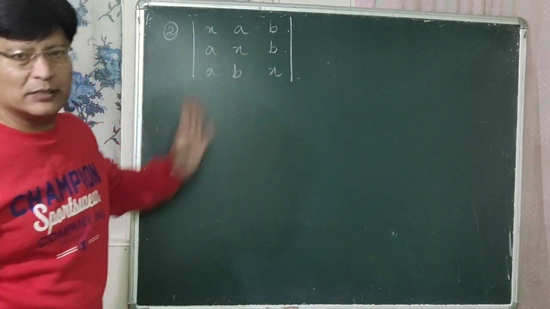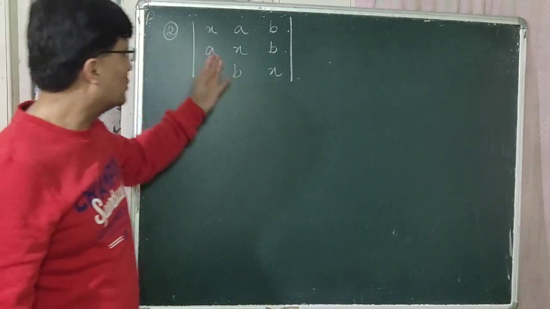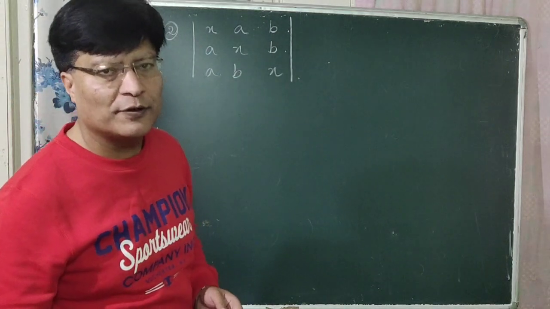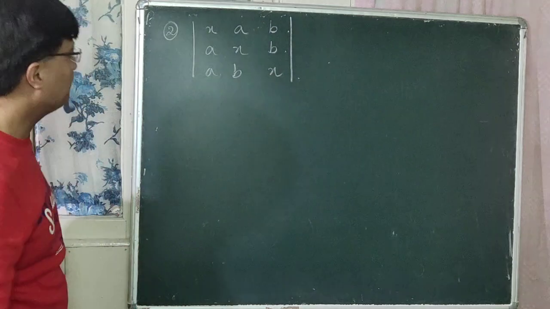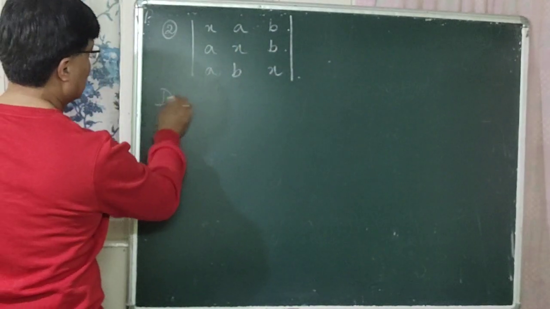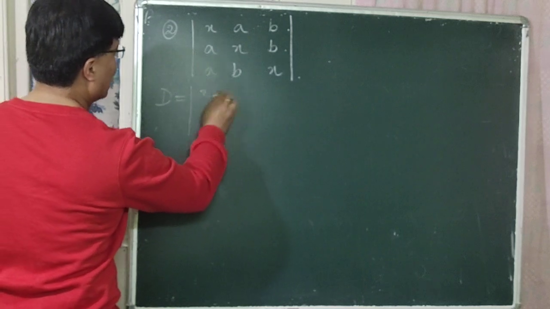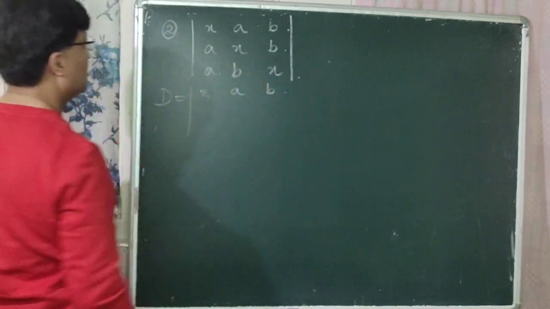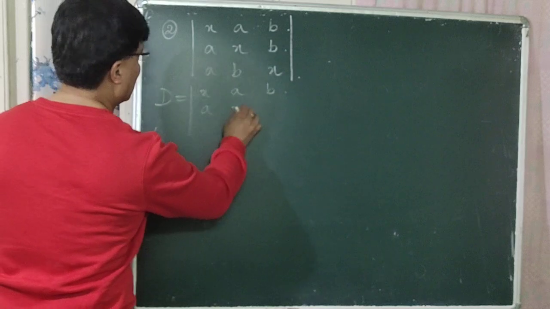So we have used some properties of determinant here, and then we have simplified the given determinant. So this is the method for finding out the value of this determinant, right? So now we'll do next problem. You can copy it.